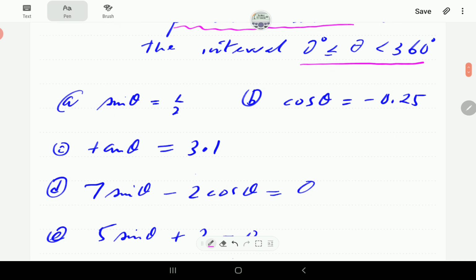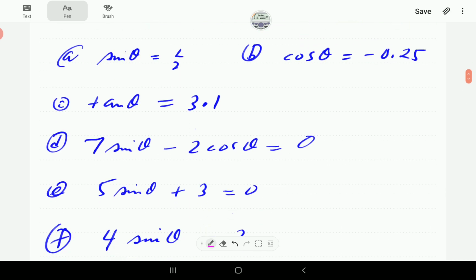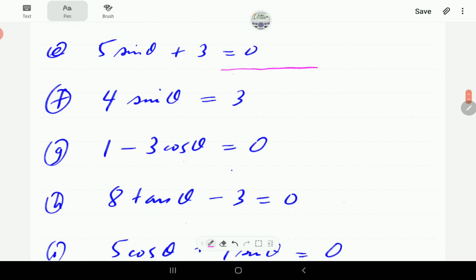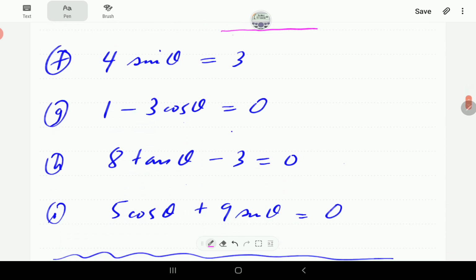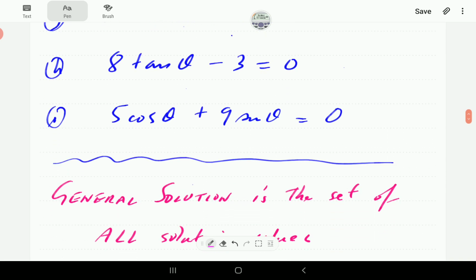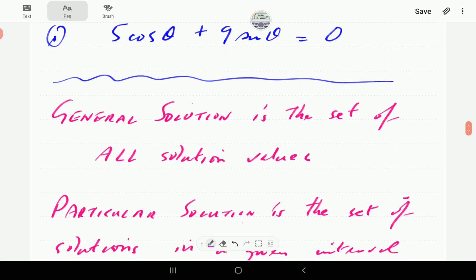So these are the equations we have. We are going to do the equations A to E. Then we're going to give you an opportunity to work through F, G, H, and I before you can look at our solutions.